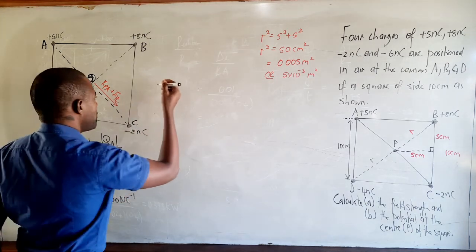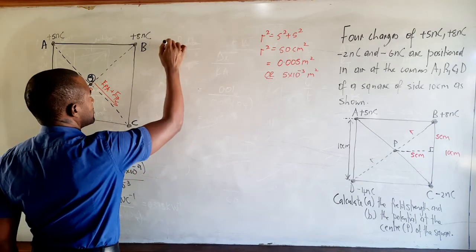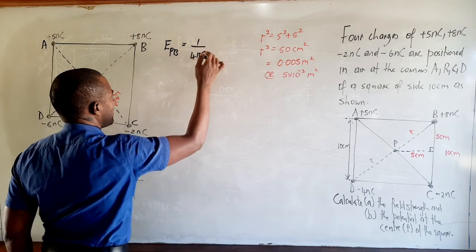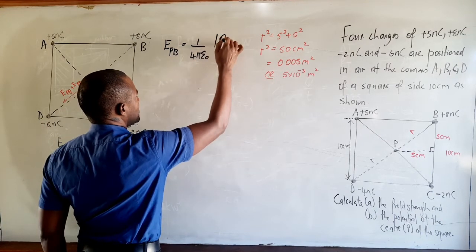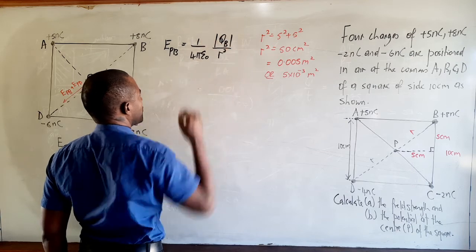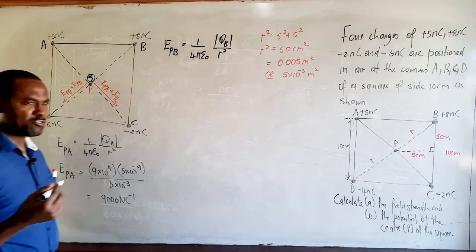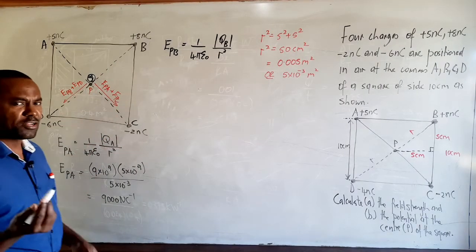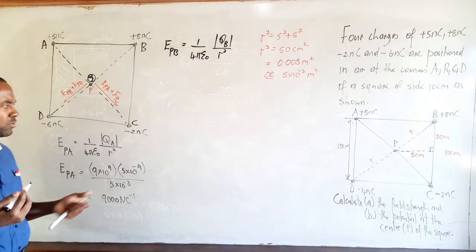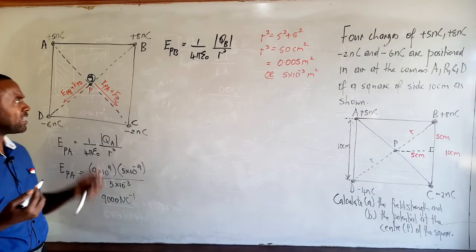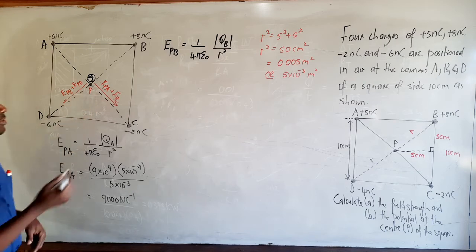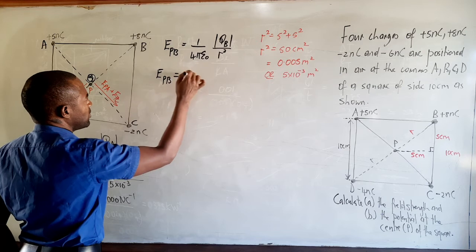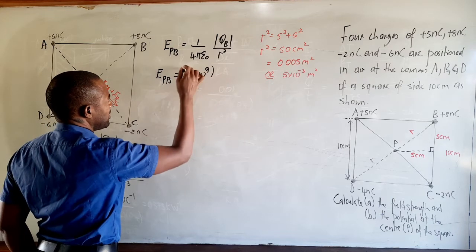So going ahead, the field strength at P due to B is equal to 1 over 4 pi epsilon naught, the magnitude of the charge at B divided by r squared. So whenever we calculate field strength, we don't actually use the minus sign if the charge is negative. It is just the magnitude of the charge. What we use the sign for is to predict the direction of the field strength, as we did previously.